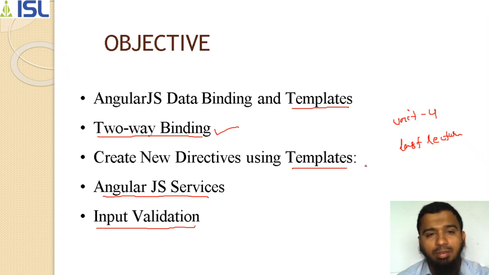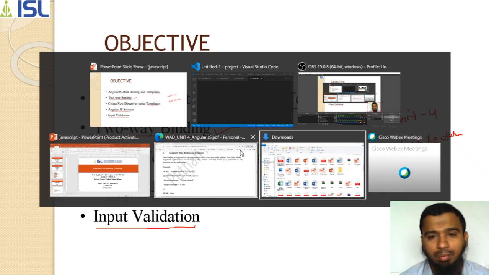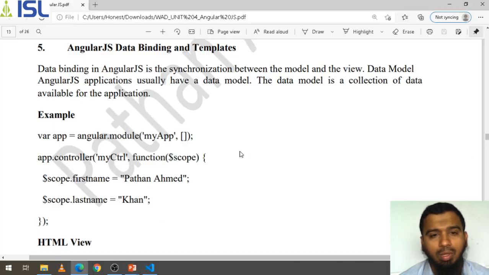Here we are going to see AngularJS data binding, and we will see the practical also. So, AngularJS data binding and templates. What is data binding in AngularJS? It is a synchronization between the model and the view.